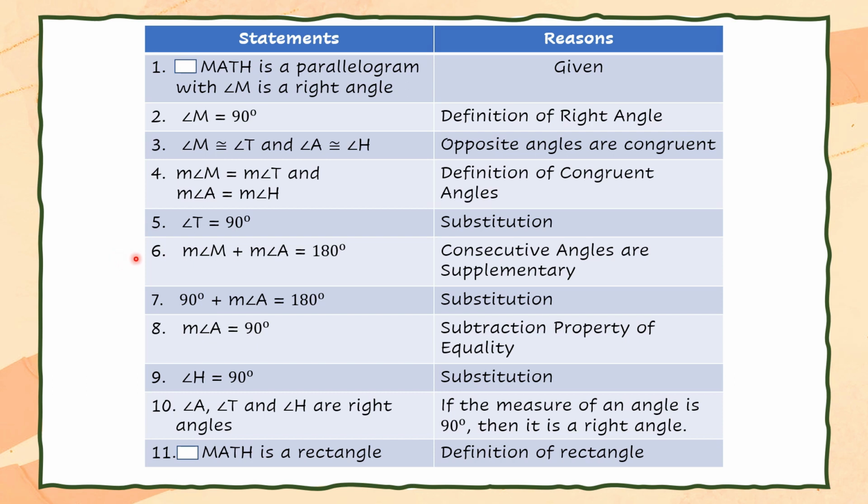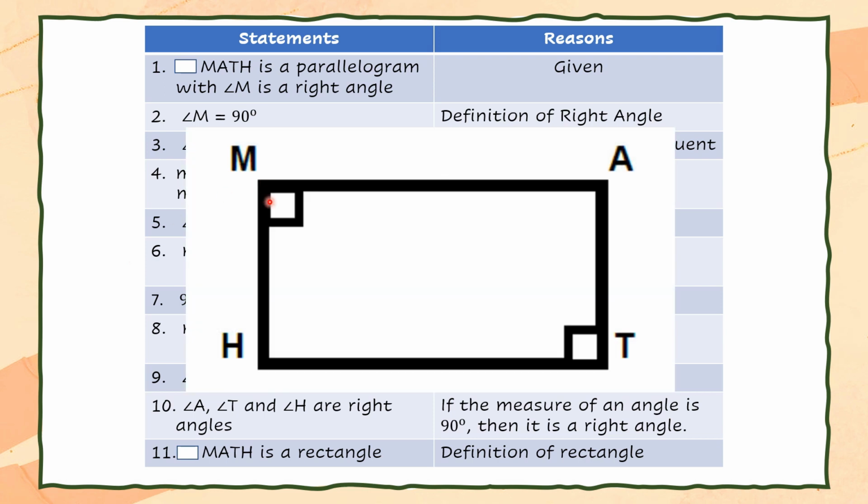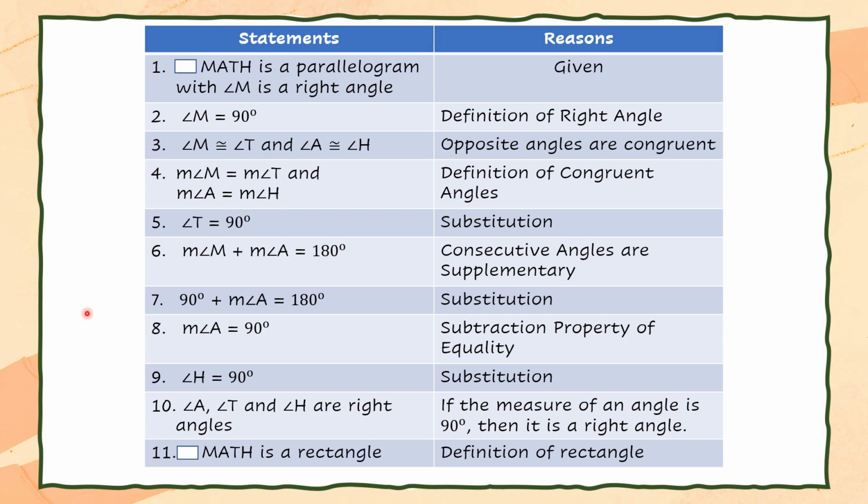So next statement, the measure of angle M plus the measure of angle A is 180 degrees. In our given, angle M and angle A are consecutive angles. And consecutive angles are supplementary, which means that if we add their measures, the sum will be 180 degrees. Next, 90 degrees plus the measure of angle A is equal to 180 degrees.